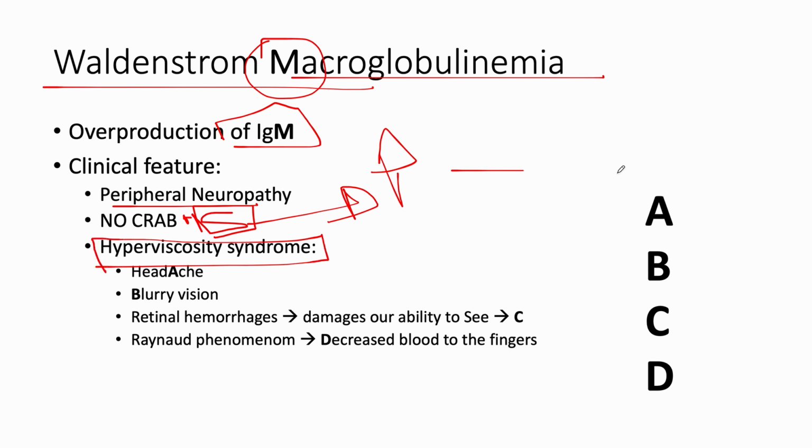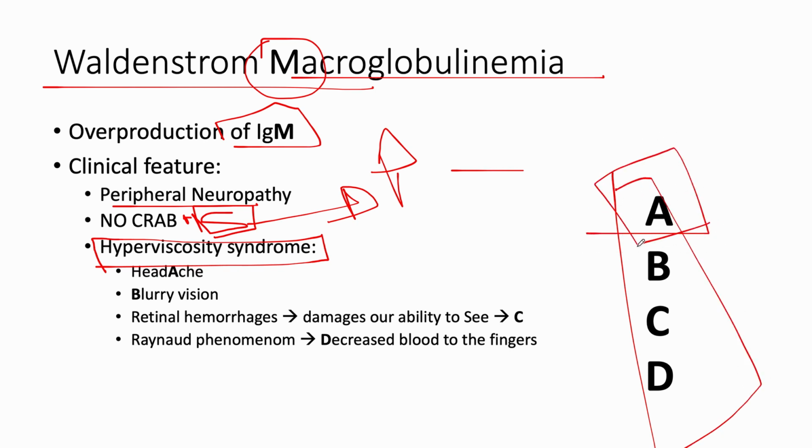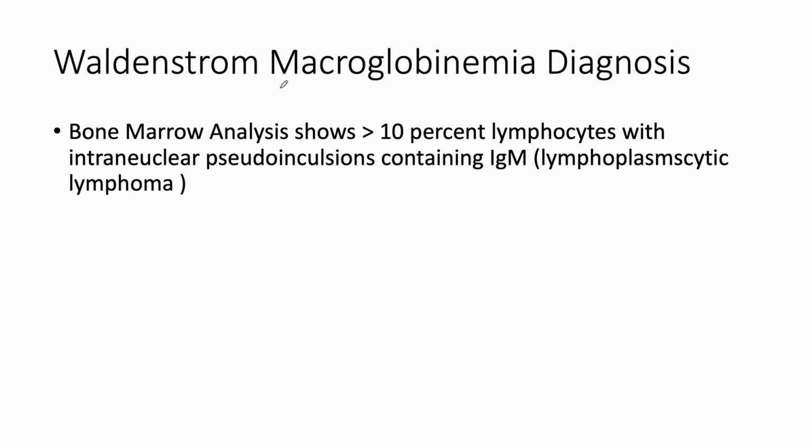Then you have hyperviscosity syndrome, and you can learn it through a mnemonic. No need to memorize it. So A as in headache, B as in blurry vision, C as in problems with sight. So therefore you're having retinal hemorrhages, you are not able to see. And then Raynaud phenomenon is going to be basically decreased blood flow to the fingers.